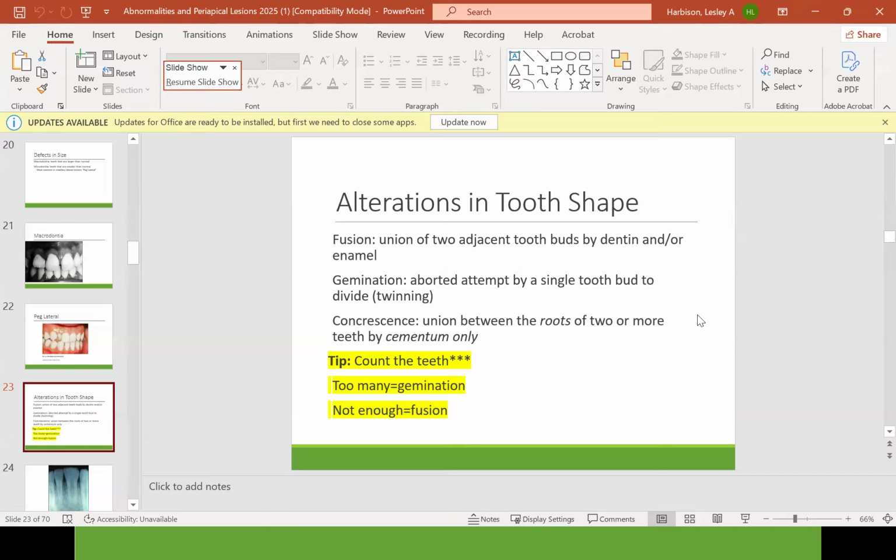So if there's too many teeth, then that's gemination. And if there's not enough teeth, that's fusion. Sometimes it's not that there's actually more teeth, it's that it might look like there's more teeth. It's that one tooth trying to divide. So it gives the appearance of two teeth, but really it's just one tooth bud, which makes it look like there's extra teeth. Whereas fusion might look like just one big tooth, but when you get the X-ray, you can see that it's two teeth fused together. So it can be a little bit tricky.